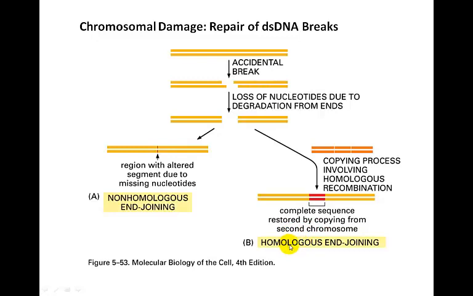So this is called homologous end joining. So if you had a choice, you would want to do homologous end joining because there's no loss of DNA sequence. Over here, we've lost DNA sequence.